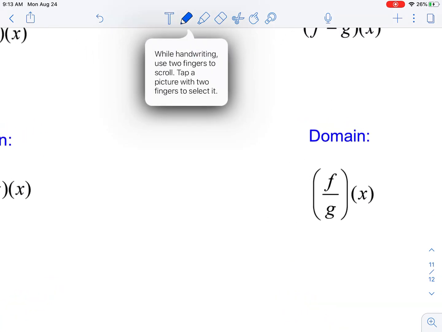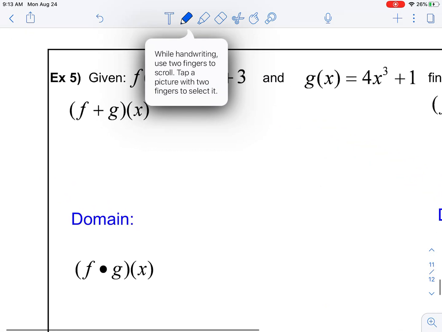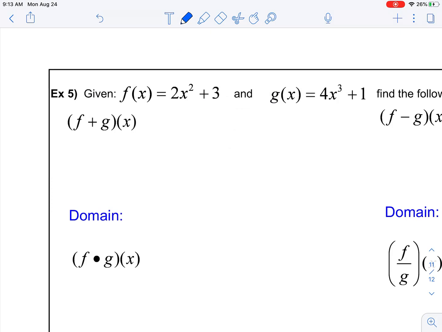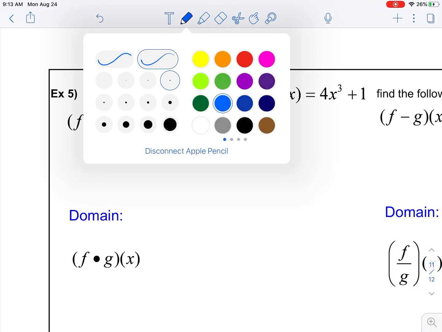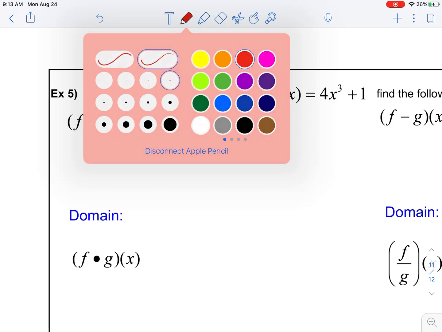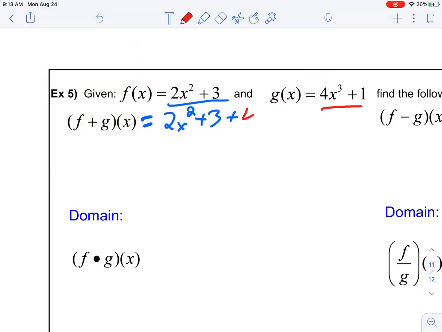So first, pretty straightforward. Let's add these 2. The 2 functions we're using are this f and this g. And what we want to do first is just add them together. All right, so this function f plus g of x is going to be f, which I'll do in blue, which is 2x squared plus 3, plus g, 4x cubed plus 1.